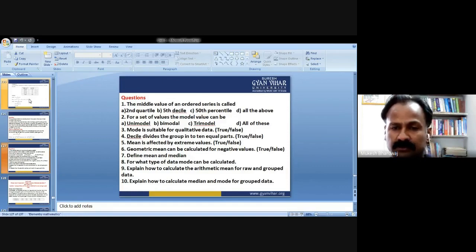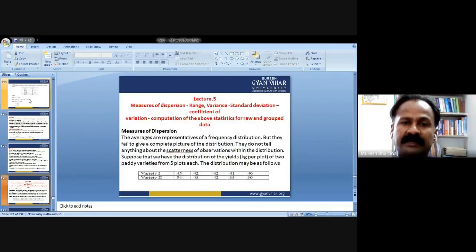And now we are going to start with another topic. We will start in the next lecture the measures of dispersion: range, variance, standard deviation, coefficient of variation, and computation of the above statistics for raw and grouped data. So this will be started in the next lecture.